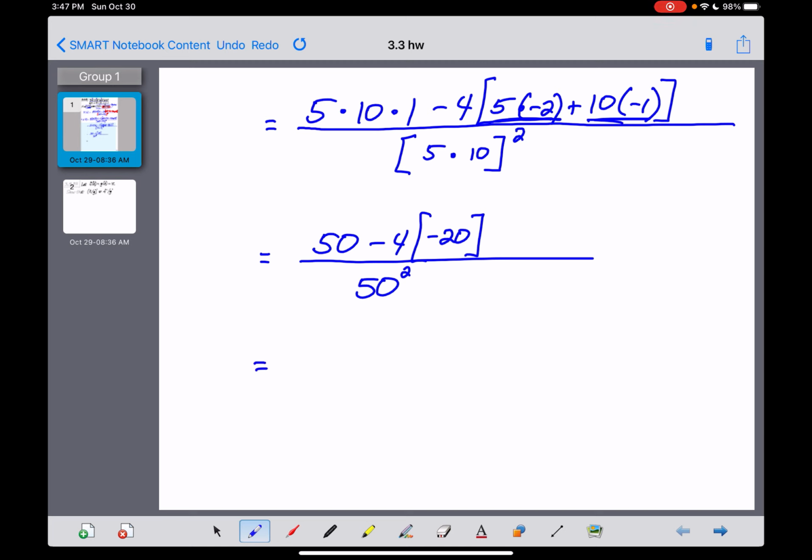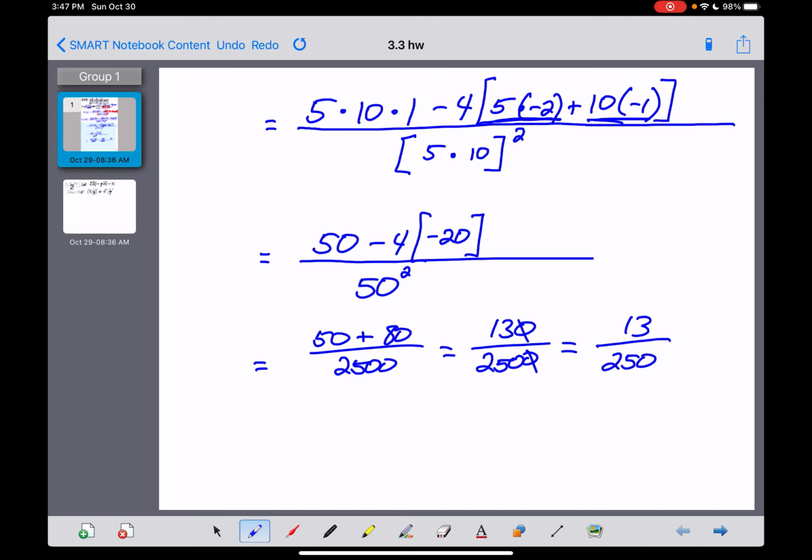Let's see if something happens on the top. That's going to be a 50 plus, no, that did not cancel out. Interesting. That's going to be a 50 plus an 80 all over a 2500 down there on the bottom. So we get a weird answer here of 130 over 2500. The only thing I think we can do is cancel a 10 out from each spot, and I end up with this ugly value of 13 over 250.